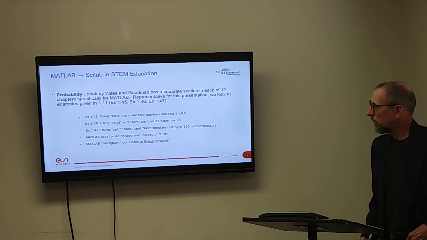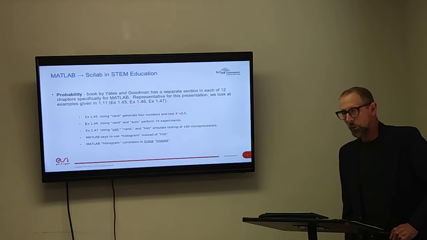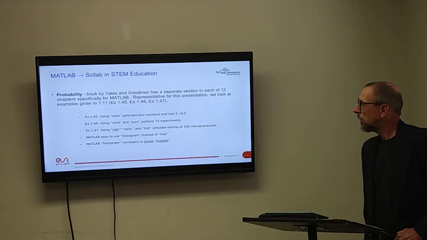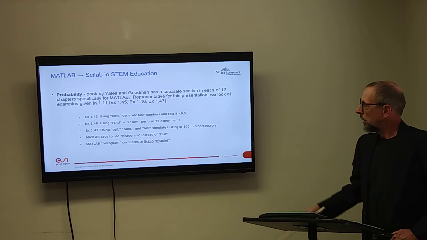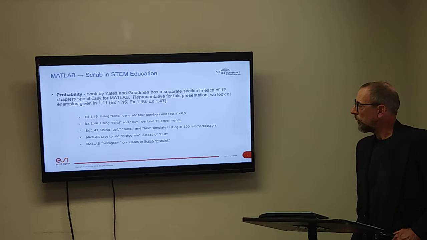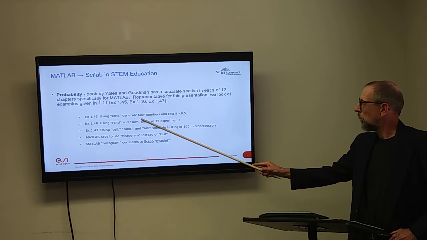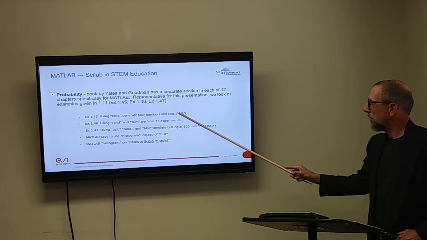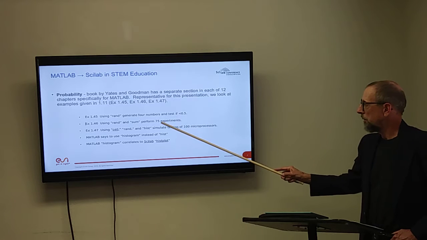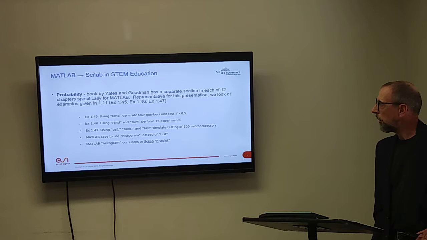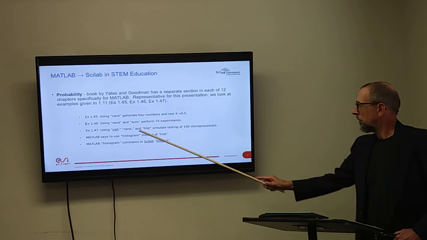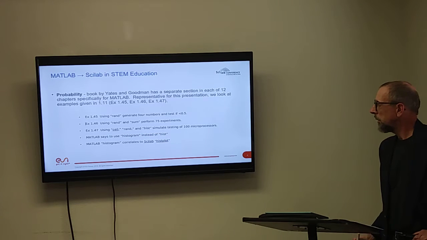Okay, last example is probability. These were fairly straightforward examples. Three examples in the book in chapter 1 was to generate 4 random numbers and then test to see if they were less than 0.5, using the random and sum functions to perform 75 experiments, using a ceiling, random, and history command to simulate the testing of 100 microprocessors.